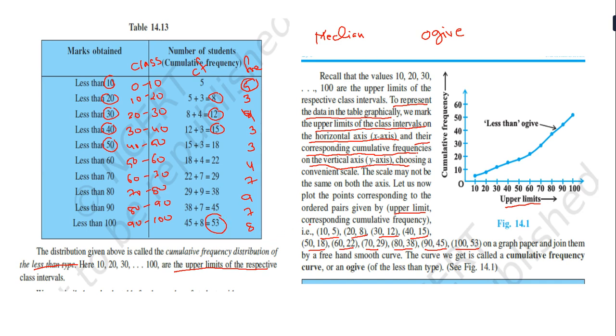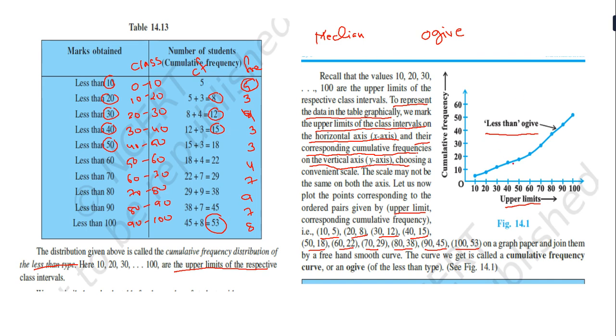Total is 53. Now in the next figure we have to see that. Again, I am explaining the less than type ogive. If you want to draw a less than ogive, on the x-axis we have to write the upper limit, that is, from the class we select the upper limit, and cumulative frequency on the y-axis. So we have to add in cumulative frequency.